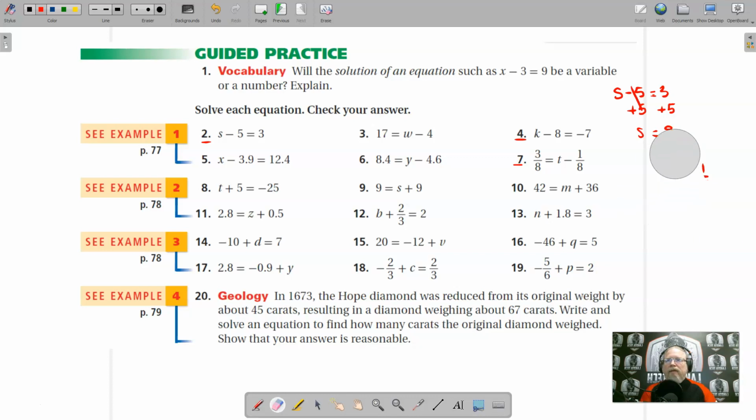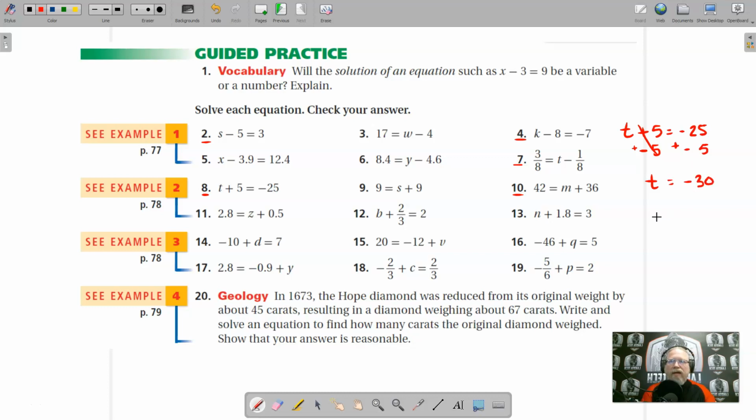Next, let's go ahead and erase this so we can get some room for the next section. Sample 2, we'll do number 8, and we'll do number 10 maybe. So we have t plus 5 equals negative 25. T is tied to the 5 through addition. Let's use subtraction. We're going to subtract the very number we wish to get rid of. And what we do to one side, we do to the other. Now remember, we're actually adding a negative 5. So this is like plus negative 5, right? So negative 5, the 5's are going to cancel each other, leaving us with t. And then negative 25 plus negative 5 is going to equal negative 30.